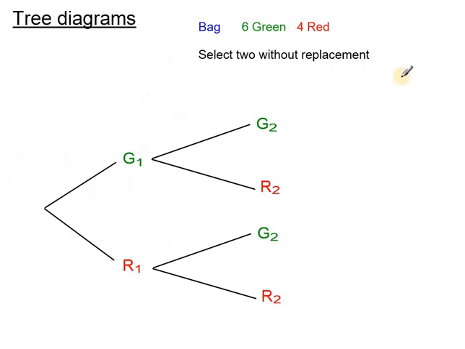So we have a bag with 6 green sweets and 4 red sweets, and 2 sweets are selected without replacement. So here's the first selection, so it could be green first or red first, and here is the second selection, so the second one could be green or the second one could be red, hence these numbers here for the second selection and these for the first selection.